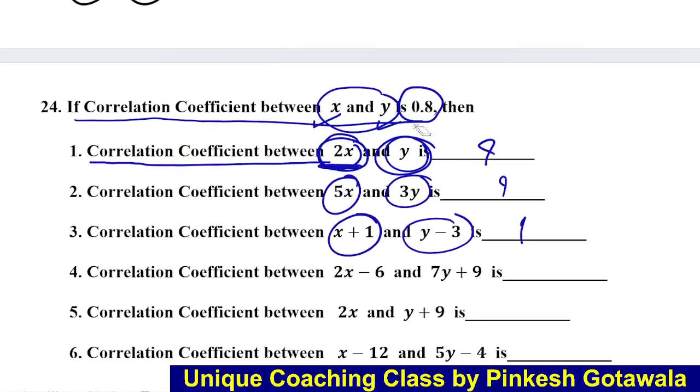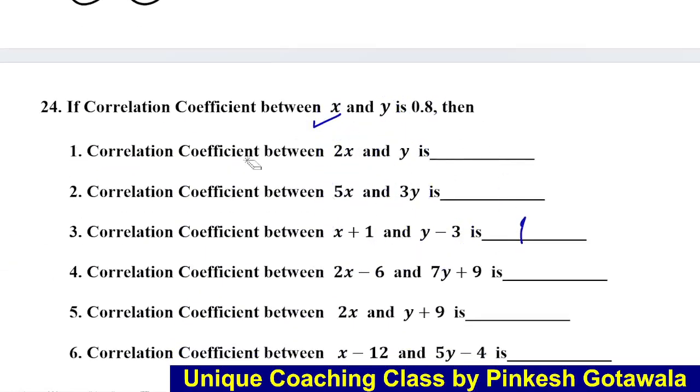So let's see this. Right now the correlation is 0.8, okay, between x and y. Now here 2x and y, it means what? They multiply x with 2, no change in y. So I just explained, only x is multiplied with 2, no change in y. And look here, x is positive, it is as it is. Okay, so the answer would be as it is, 0.8, 0.8.